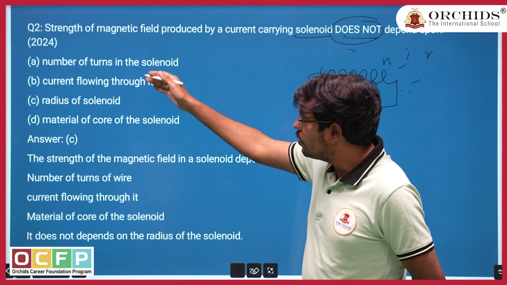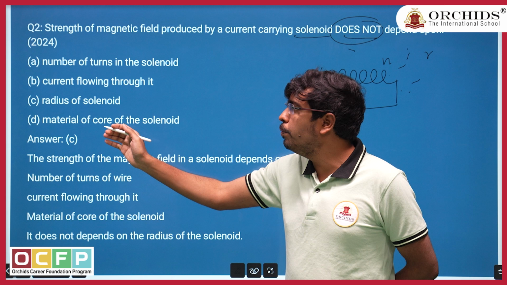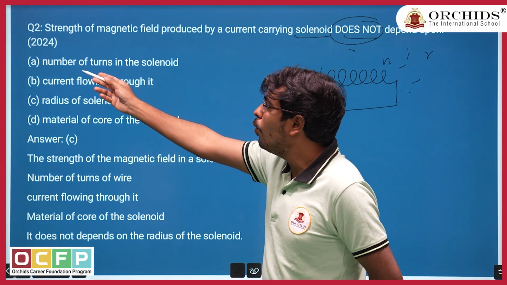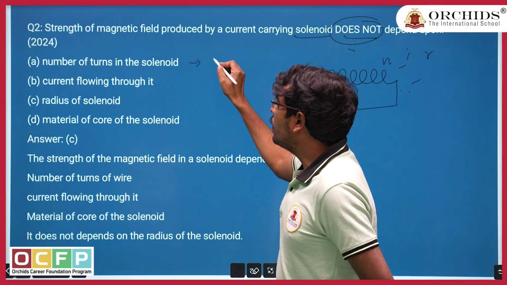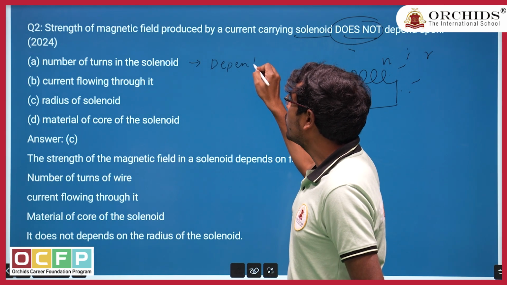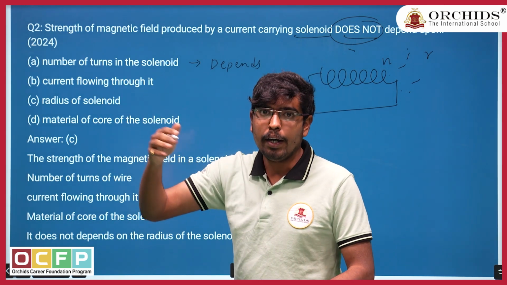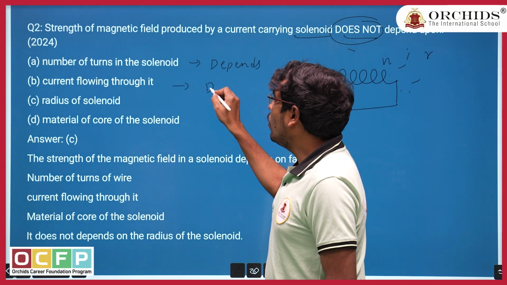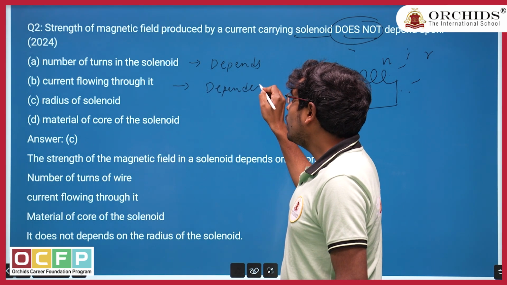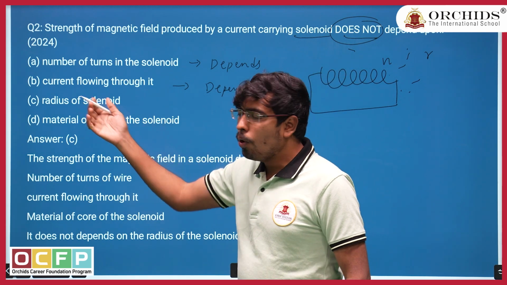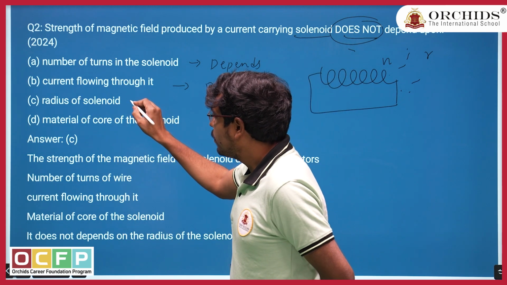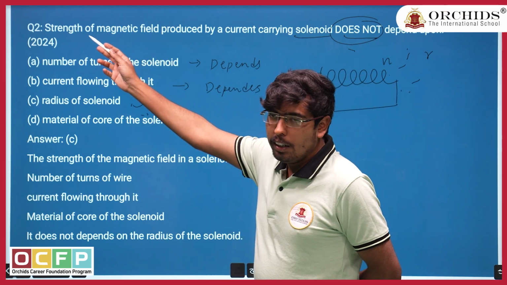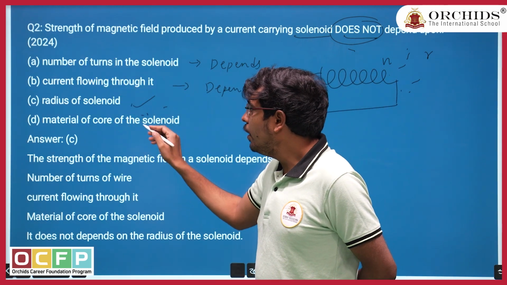So, when you see these four options, we have to observe each one and verify the answer correctly. The first one, number of turns, is compulsorily dependent, because more turns will give you more magnetic field. And more current is also a dependence, obviously it will give you more magnetic field. When you come to the third option, the radius does not depend on the strength of the magnetic field. The fourth option is again the material of the core.